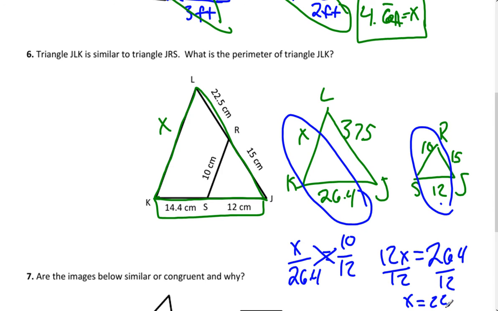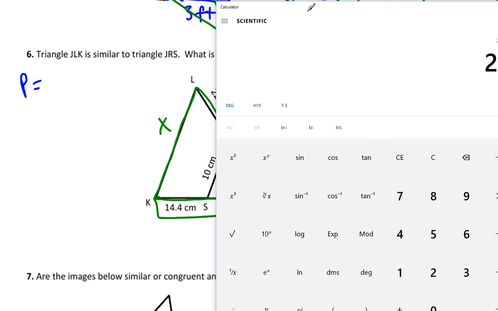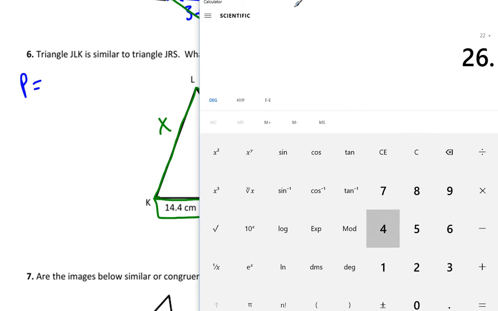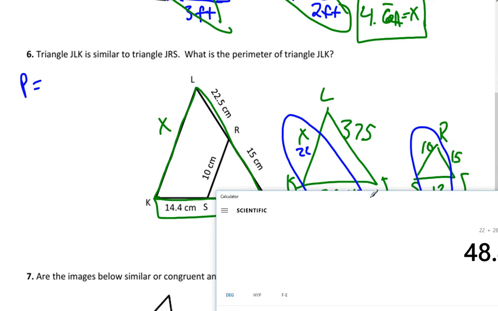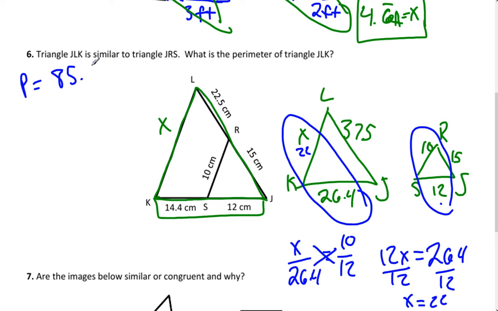So then if x is 22, you'd add all three of these sides together, and you would get a perimeter. 22 plus, what was it? 26.4 plus 37.5. So if you got an answer of 85.9, good for you. You did it one of the correct ways. Even though there's a typo, I'll accept that as an answer.